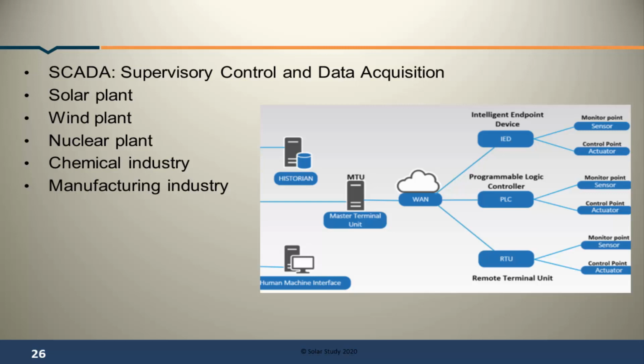Then using an intelligent endpoint device, we can monitor and control. Also we can use the programmable logic controller, basically called a PLC, and again we can monitor the data. And there is a remote terminal unit, for example if I want to access a plant around 500 kilometers away in a remote location. At that time I can use a remote terminal unit.